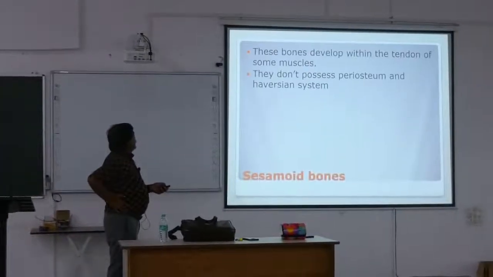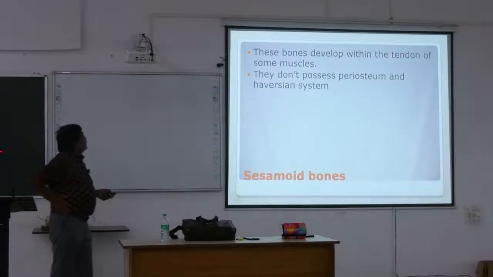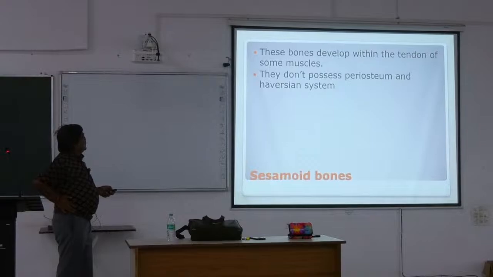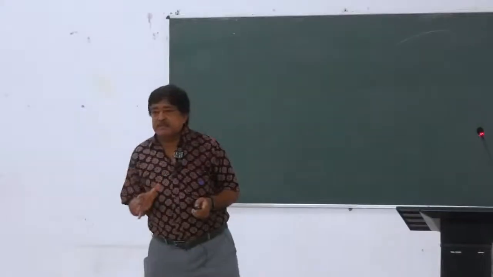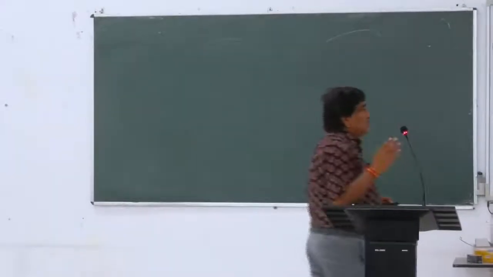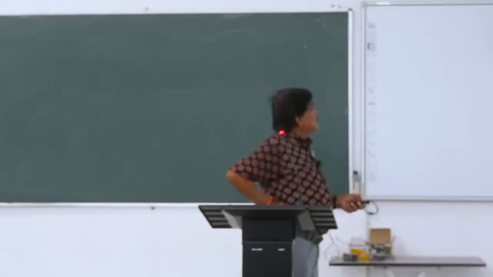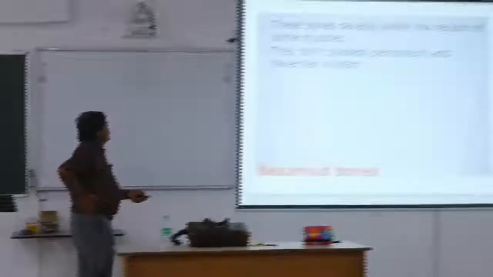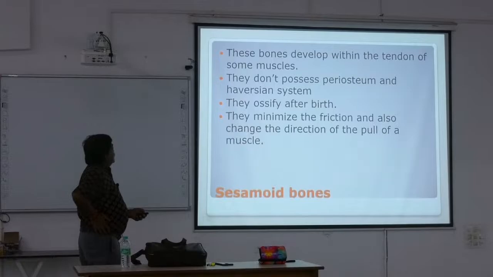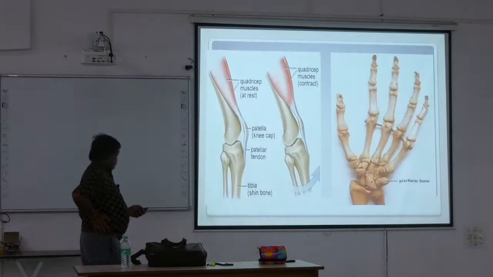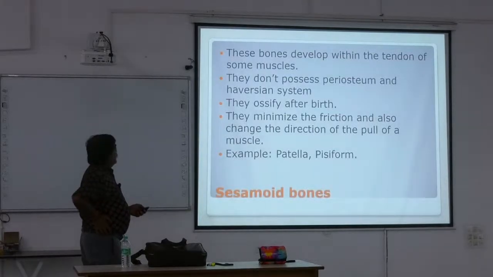Now sesamoid bones. These bones develop within the tendon of some muscle. They don't possess periosteum and Haversian system. The characteristic features of sesamoid bones are that they don't have a Haversian system, they don't possess periosteum, and they are within the tendon of some muscle. They ossify after birth. They minimize friction and also change the direction of the pull of the muscle. Examples are patella and pisiform.